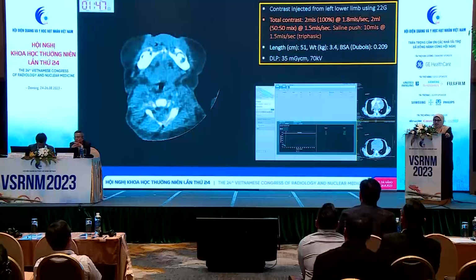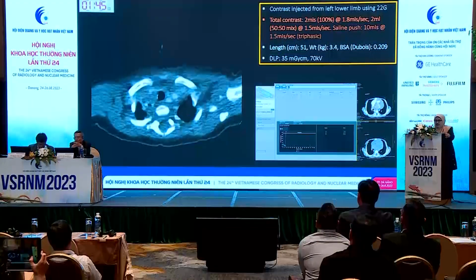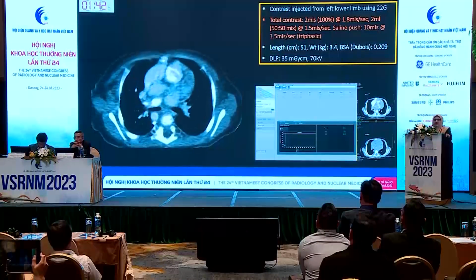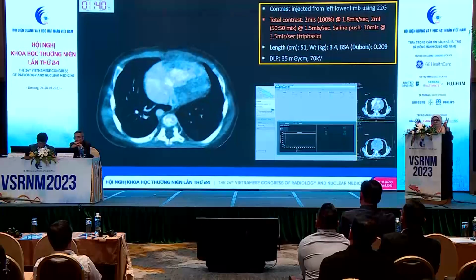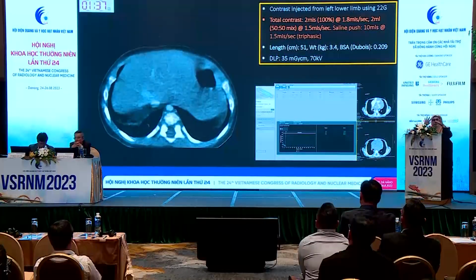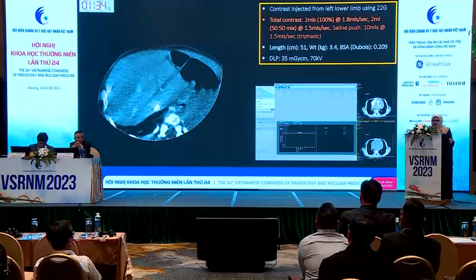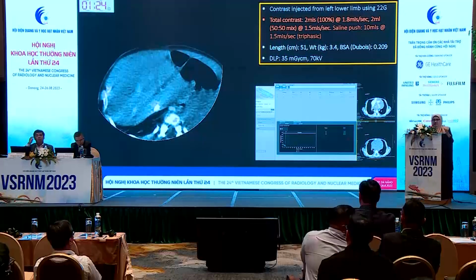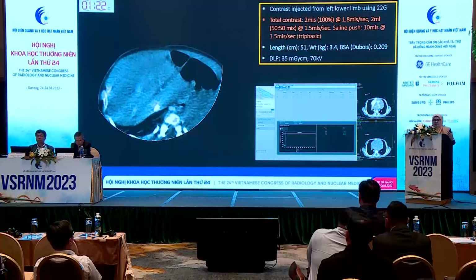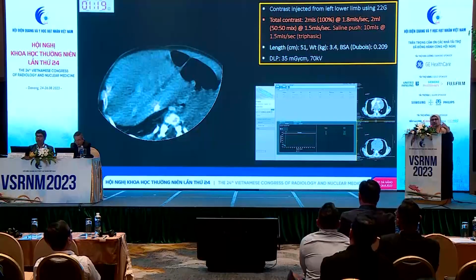So in this case, the learning point is that contrast was injected from the left lower limb, because we do not want so much contrast streak artifact coming from the upper limb to obscure the pulmonary artery sling. And we used a triphasic injection in this case: we first injected only about 2 mils of 100% neat contrast, then another 2 mils diluted with saline, and then we scan, with the final push being saline. When we scan, we are looking at the Hounsfield unit at the location of the LV.